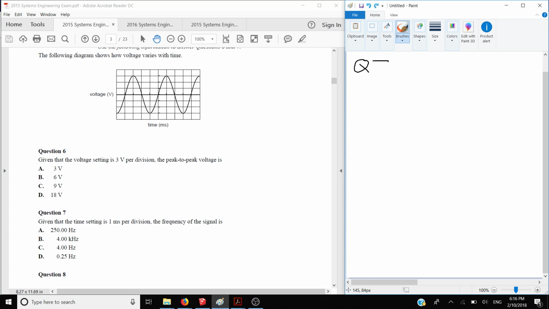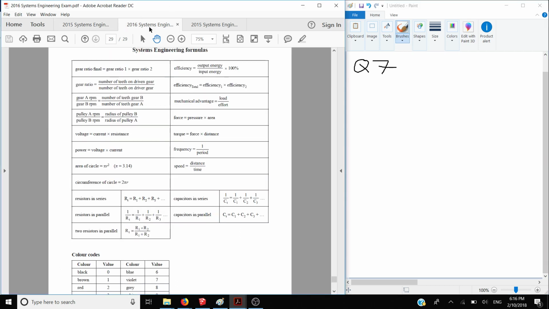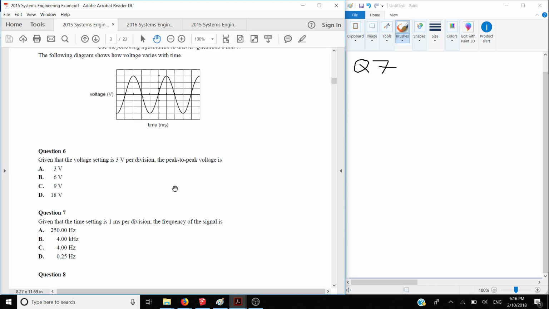Question 7. So it's saying that given the time setting is 1 millisecond per division, so each of these boxes in this direction, we've got time written down here, each of these is 1 millisecond. And hopefully you can remember what frequency is. If not, you've got a cheat sheet. So frequency is 1 over the period. Oh, what's the period? I don't know. It's problematic. You can also hopefully remember what the period is.